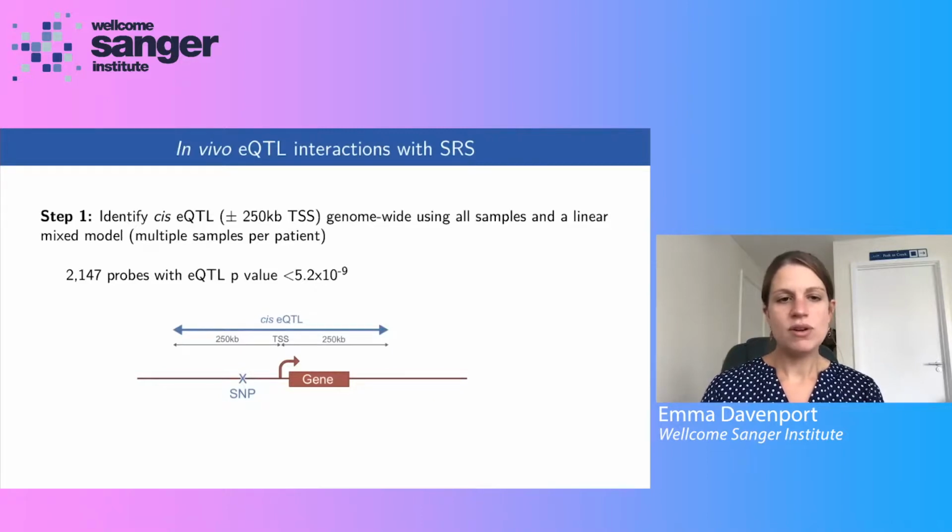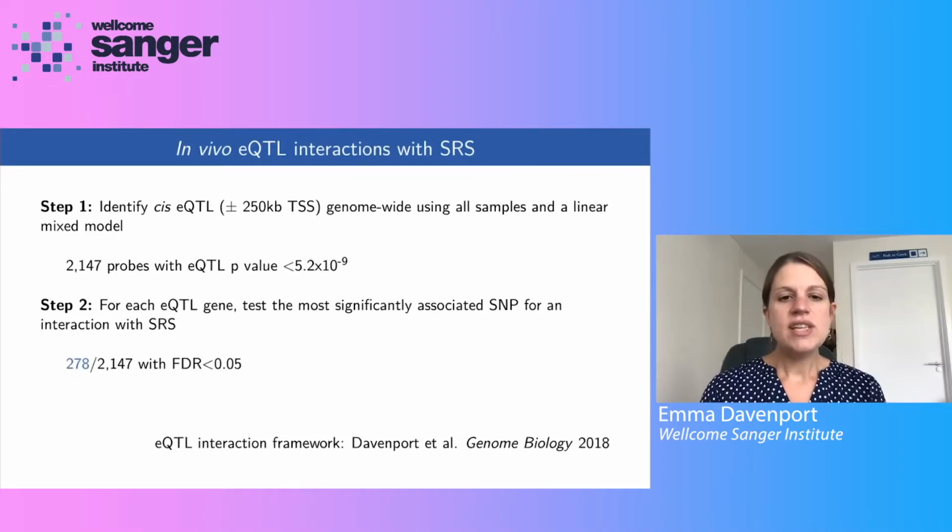In this case, we're including multiple samples per patient if they had additional samples collected while in the ICU. So across the genome, we found 2,000 probes that showed evidence of an eQTL. And then for each of these eQTL genes, we tested the most significantly associated SNP for an interaction with our SRS groups. Of the 2,000 or so eQTLs, we found 278 of these show evidence of an interaction.